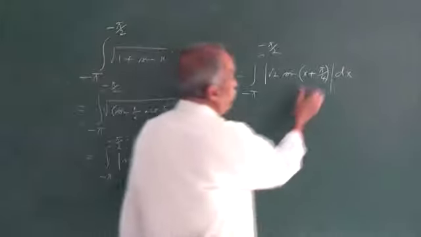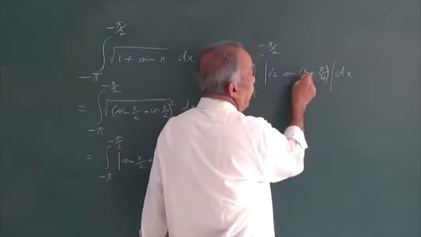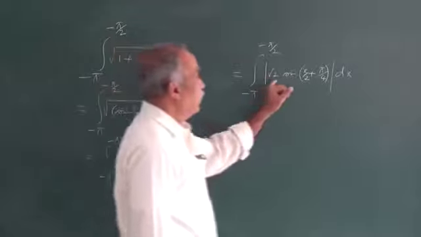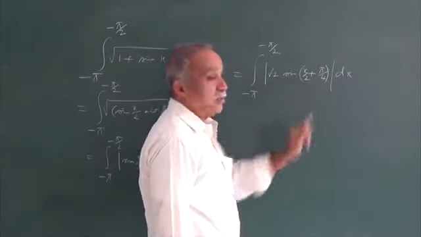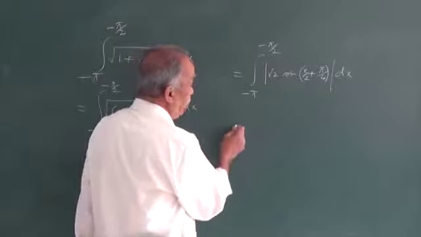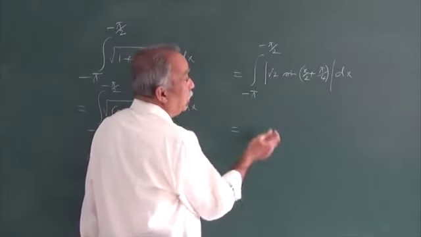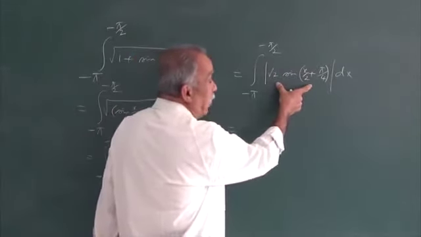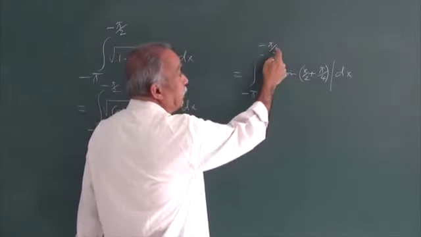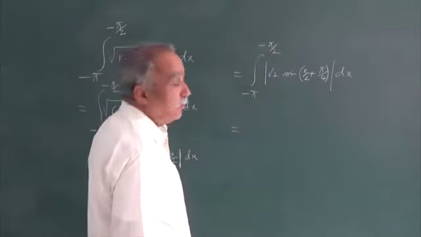So, my integrand becomes root 2 mod of sin of x plus pi by 4. Sorry, x by 2 plus pi by 4. I have no right to change the argument from x by 2 to x. It is root 2 sin x by 2 plus pi by 4 under modulus that is the function to be integrated. Now, I want to know what exactly is the modulus, what exactly is the numerical value in the interval minus pi to minus pi by 2.